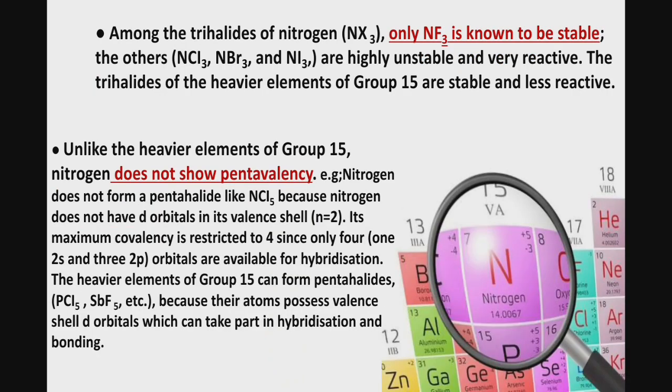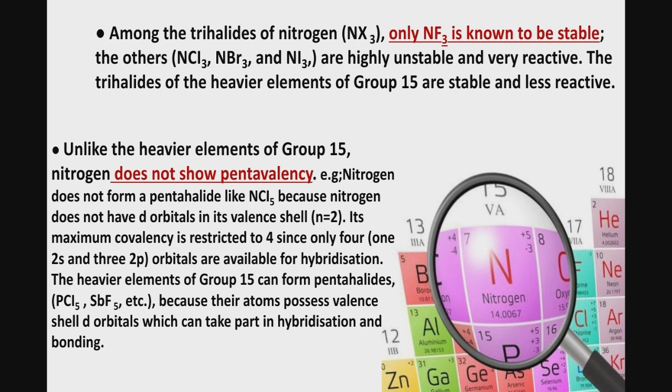Then among the trihalides of nitrogen, NX3, where X means the halides, only NF3 is known to be stable. Note the point: only NF3 is stable, and the others, NCl3, NBr3 and NI3, are highly unstable and very reactive.